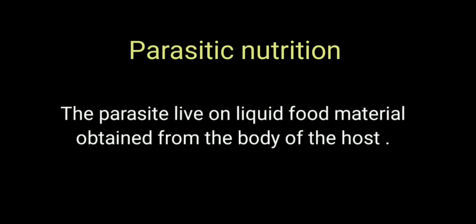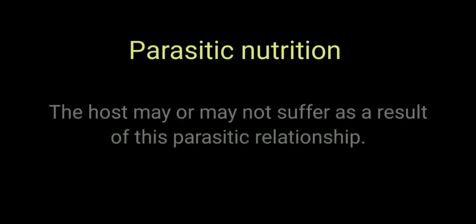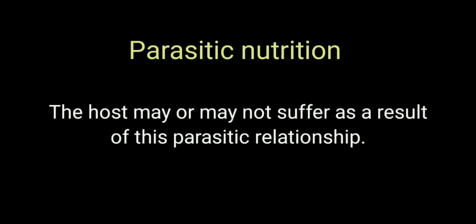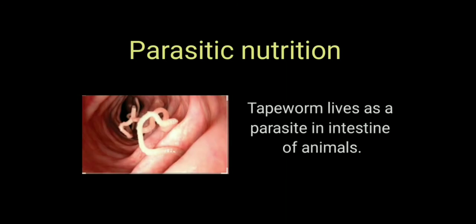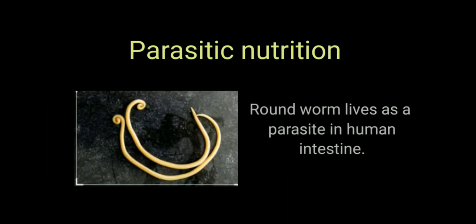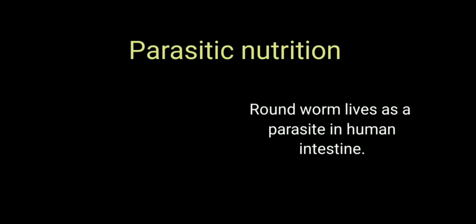The parasites thrive on the liquid food material obtained from the body of the host, and the host may or may not suffer as a result of these relationships. So various kinds of bacteria, roundworm, tapeworm, plasmodium, ascaris, so many kinds of parasitic mode of nutrition are also seen in our environment. I hope that nutrition and type of nutrition is clear to you.